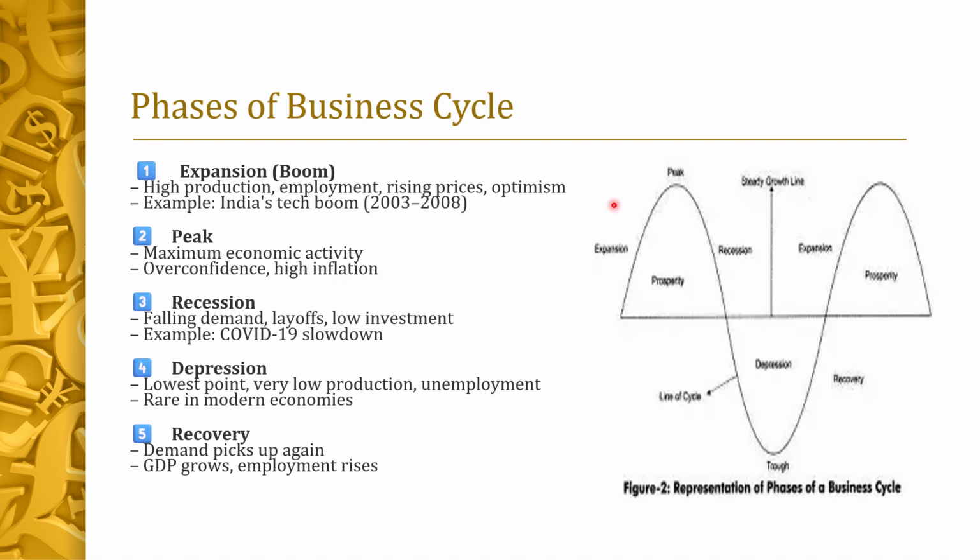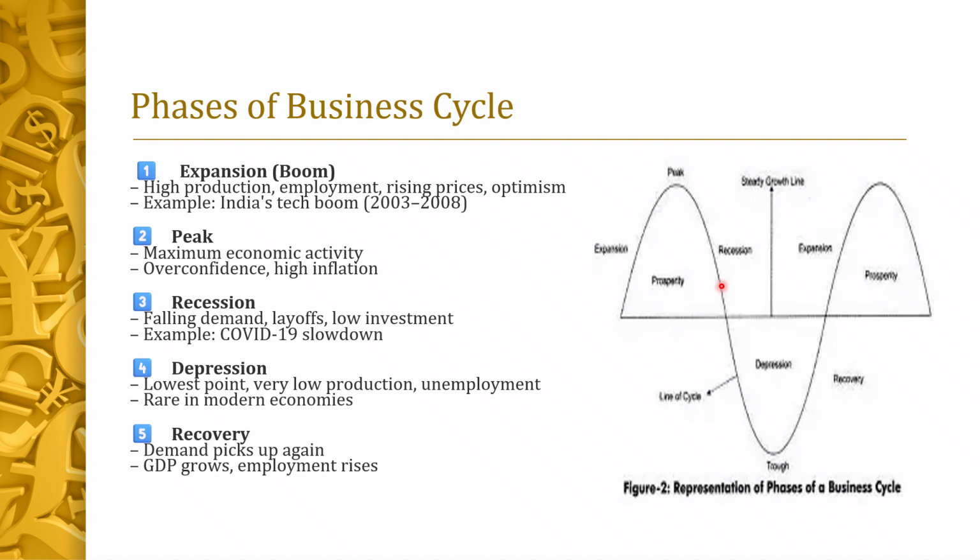So after this peak, the cycle naturally moves down. Why? Because of inflation, the purchasing power of the people reduces. When the purchasing power reduces, the demand also decreases. So it is going to take a complete circle. Once the peak is reached, it starts moving downward. And this downward-going phase is called the recession phase.